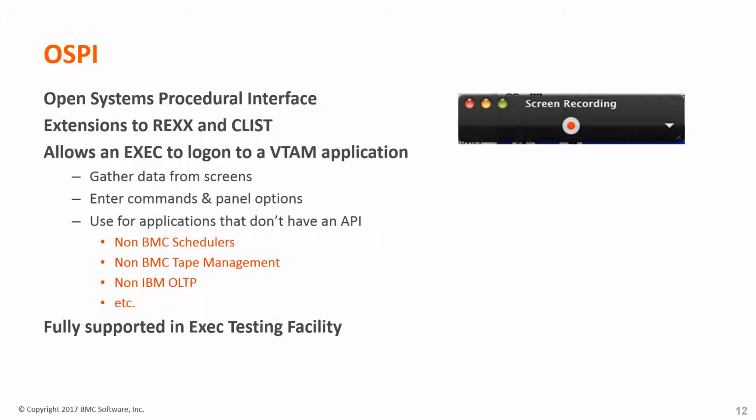OSPI, or Open Systems Procedural Interface, is a nice way to get into applications that don't have any kind of a real API. So it's an extension to REX or CLIST, whichever way you're coding. And what it does is it allows you to log onto a VTAM application and gather screen commands to build an exec. It is fully supported in the exec testing facility, which is quite nice.